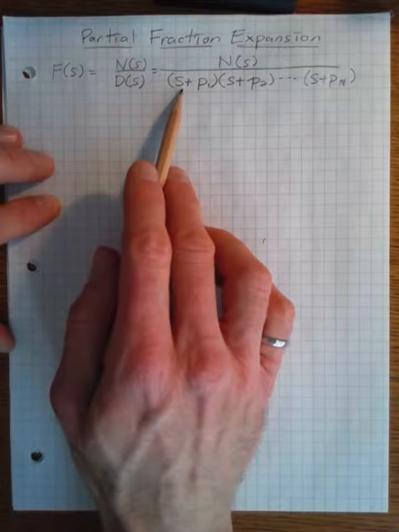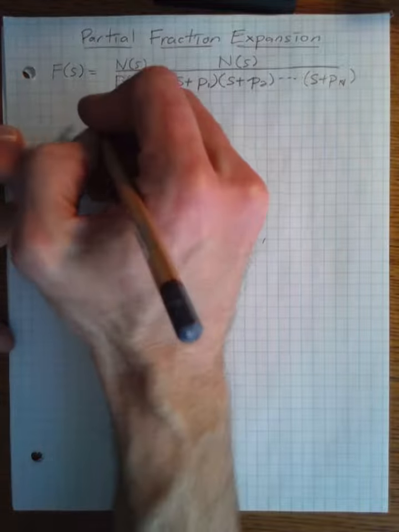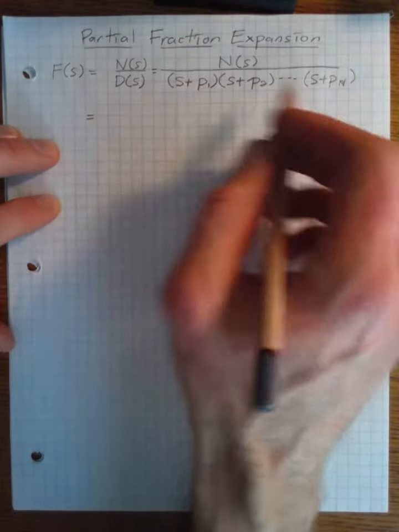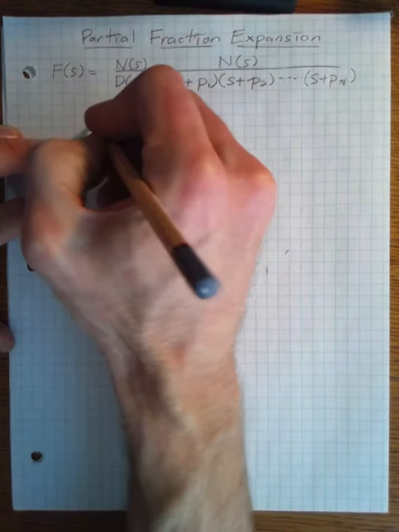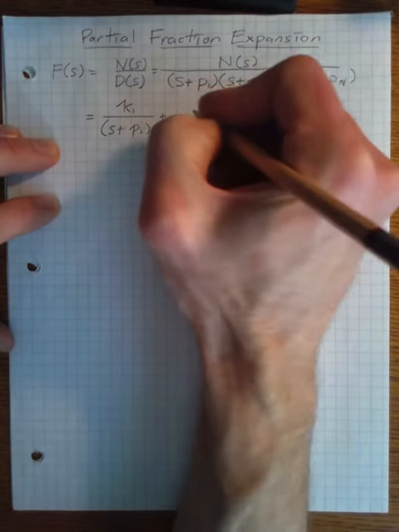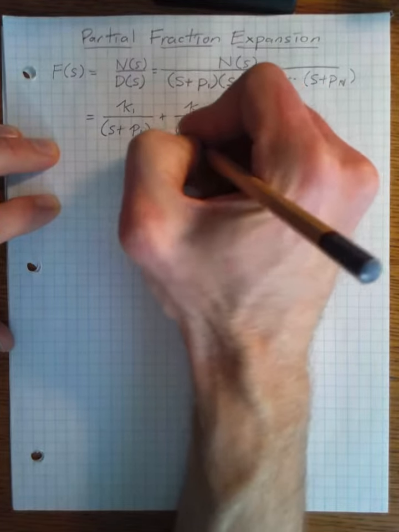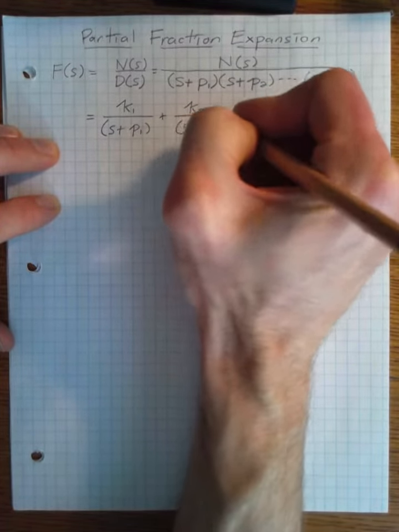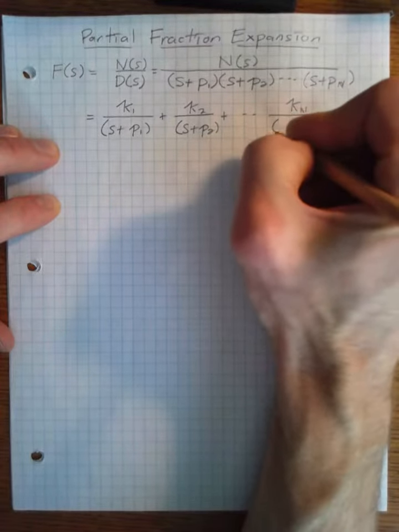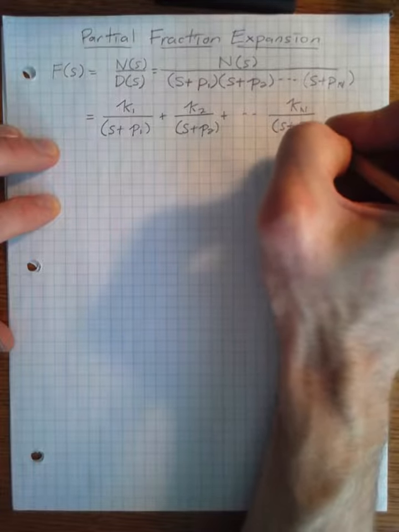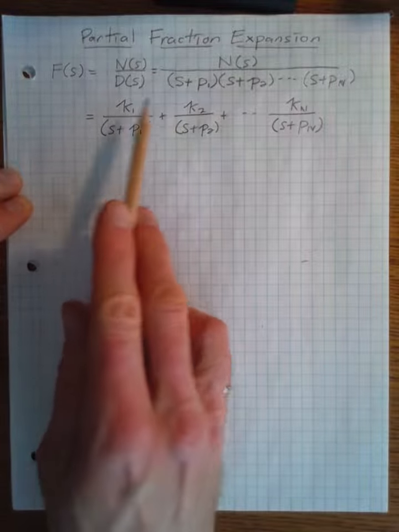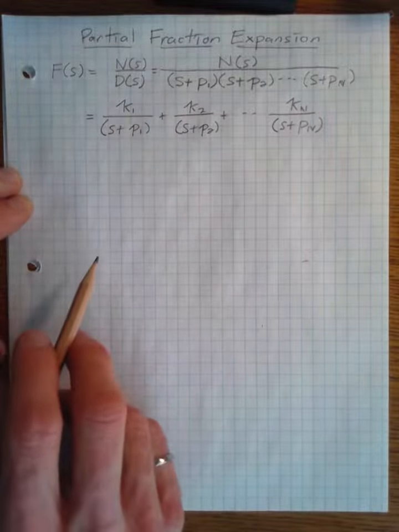The purpose of partial fraction expansion is to allow us to separate this denominator, basically. We're going to take this equation and write it in the form of a constant k1 over s plus p1, plus a constant k2 over s plus p2, all the way up to kn over s plus pn. And the purpose of partial fraction expansion is to allow us to determine the value of these constants.